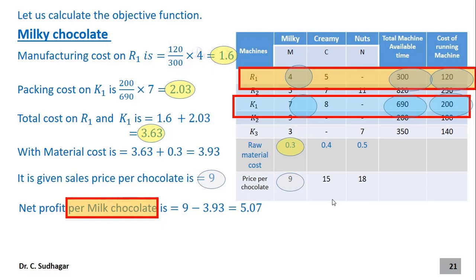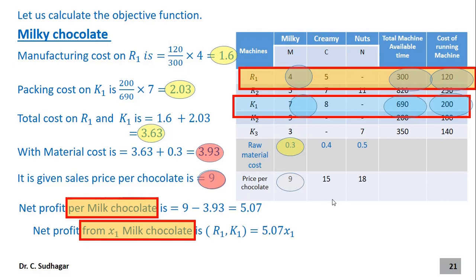So how many milk chocolates like this are you going to manufacture? He is going to manufacture X1. So for 2 chocolates you multiply 5 reals into 2, for 3 you multiply 5 into 3, like that. So for X1 chocolates, you just multiply this by X1, 5.07 X1. So the net profit from X1 milky chocolates, manufactured on R1 and K1, is 5.07 X1. So this is the profit from the round shaped milky chocolates in square boxes. Like this we have to calculate for the creamy X2, X3, X4, all the varieties. Okay, so this is for the first part.